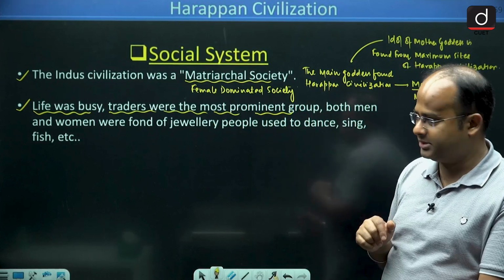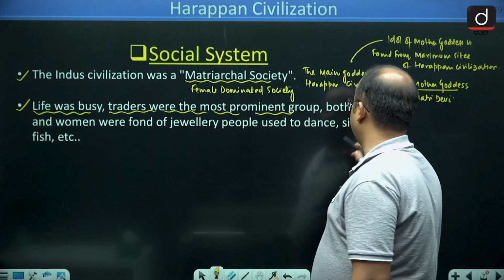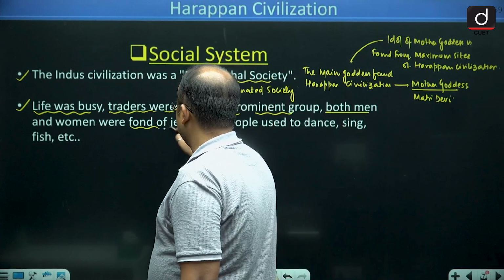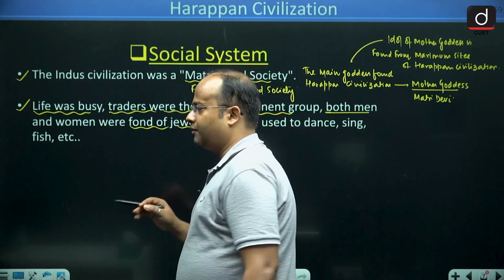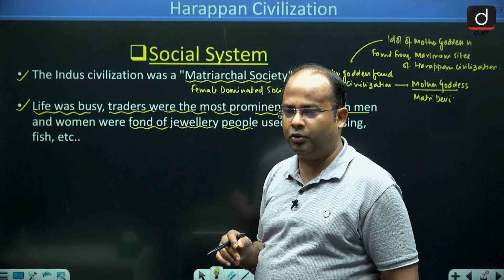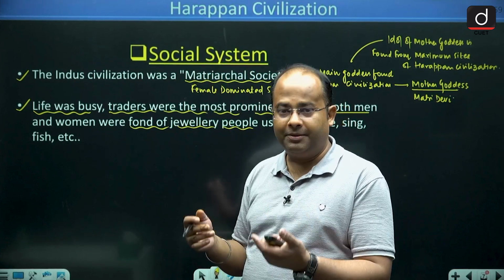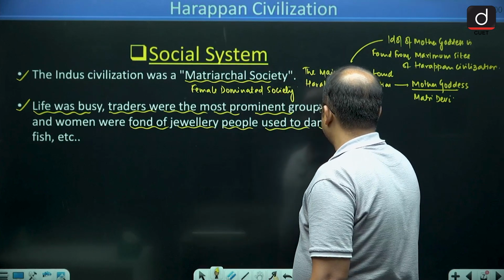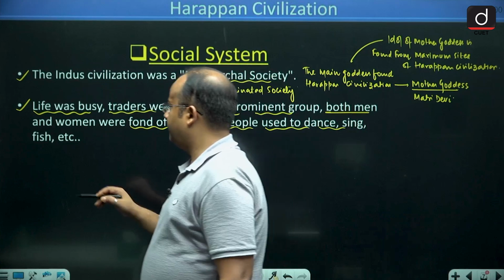Other than this, guys, both men and women were fond of jewelry, because jewelry of gold and silver has been found, and evidence of lipstick has also been seen. The people enjoyed dance, singing, music, fishing, etc.